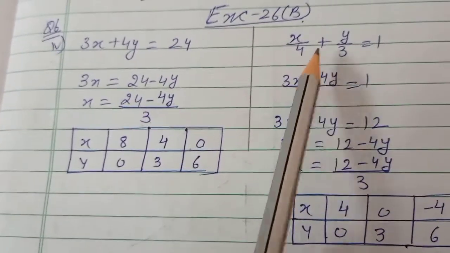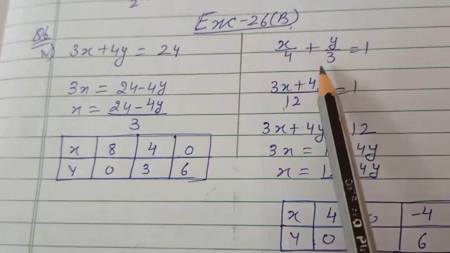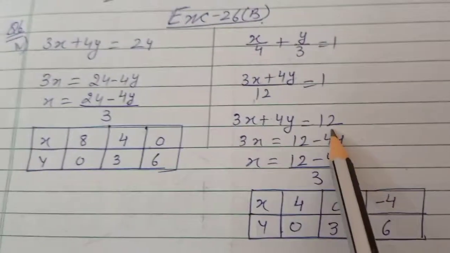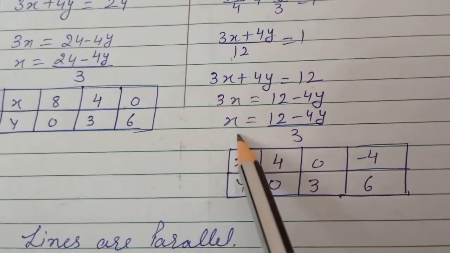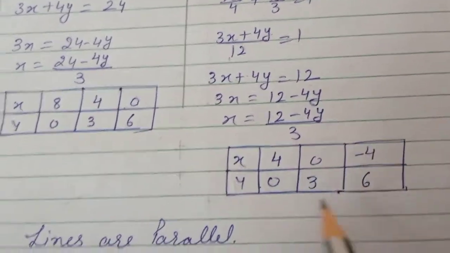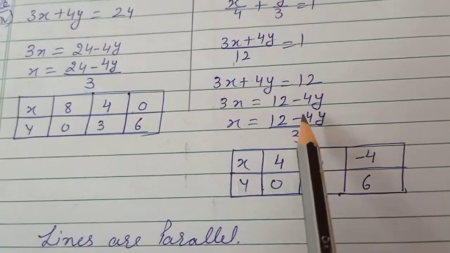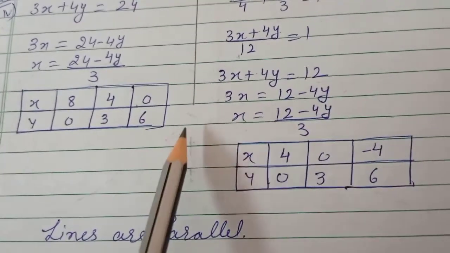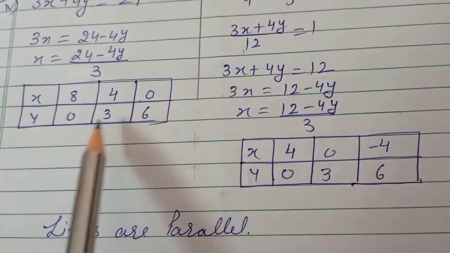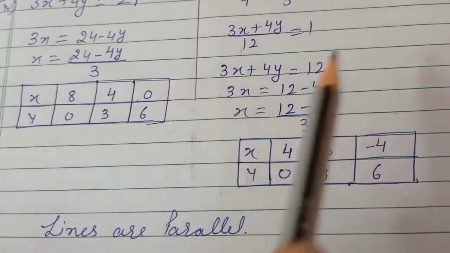Another equation is this. Take LCM. Okay. This will be 3x plus 4y is equal to 1. Same way you will obtain this equation, and I got the value of x. This is x. x is dependent. y is independent. So choose the values, and I already told you children, try to choose values as small as possible. Clear? Now let us plot these two equations on the graph paper.